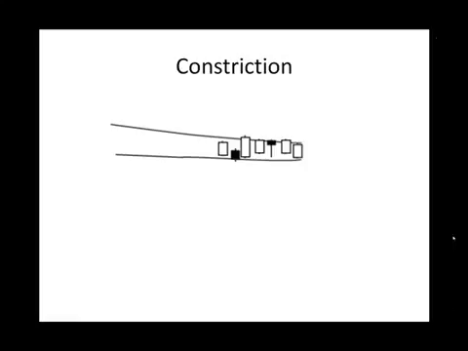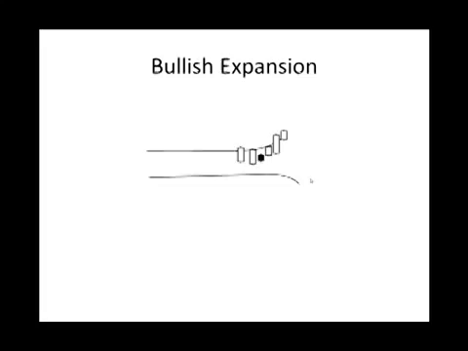So this is the constriction, and what we're looking for here is an expansion of the upper and lower band, meaning one is going to head up, one is going to head down, and that's going to indicate to us an expansion in volatility, and we're going to look to enter this trade either long or short, and that depends upon a couple things. So we'll cover that in just a second.